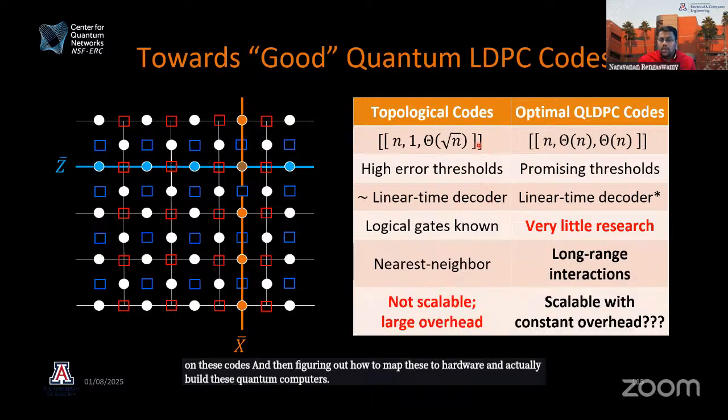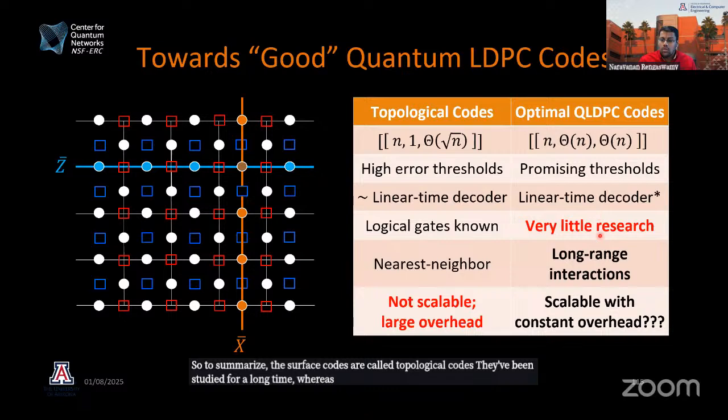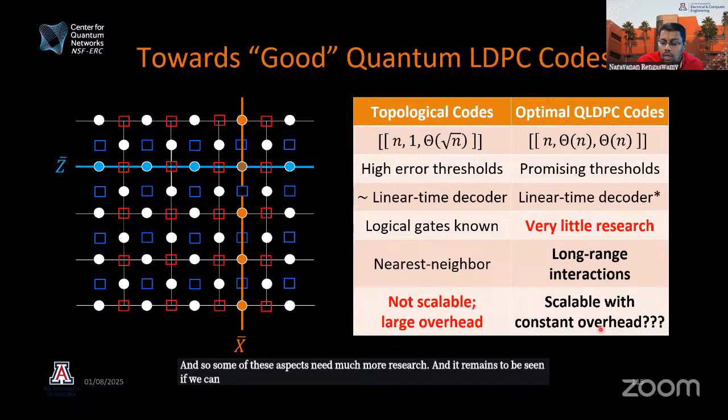So to summarize, these surface codes are called topological codes. They've been studied for a long time, whereas these optimal quantum LDPC codes are quite recent. And so some of these aspects need much more research. And it remains to be seen if we can build scalable quantum computers with low overhead.